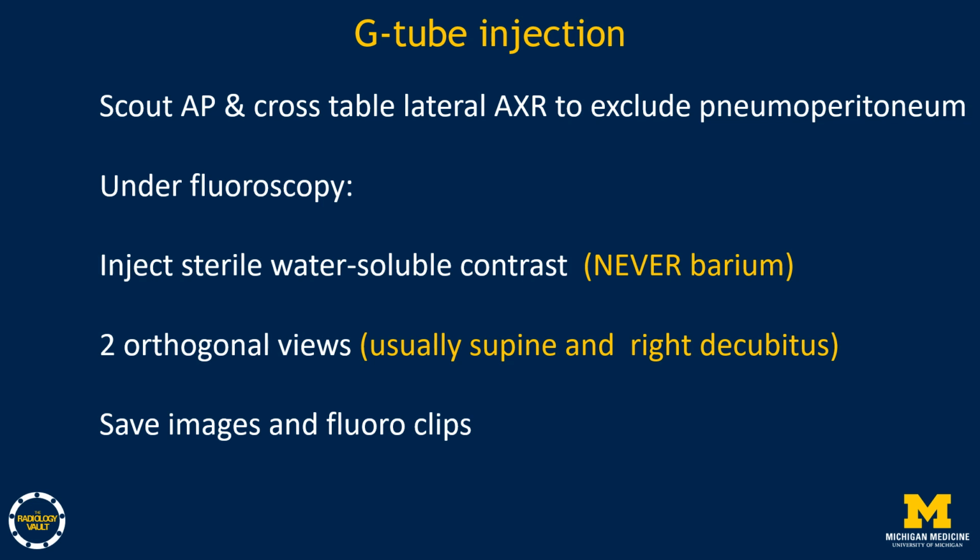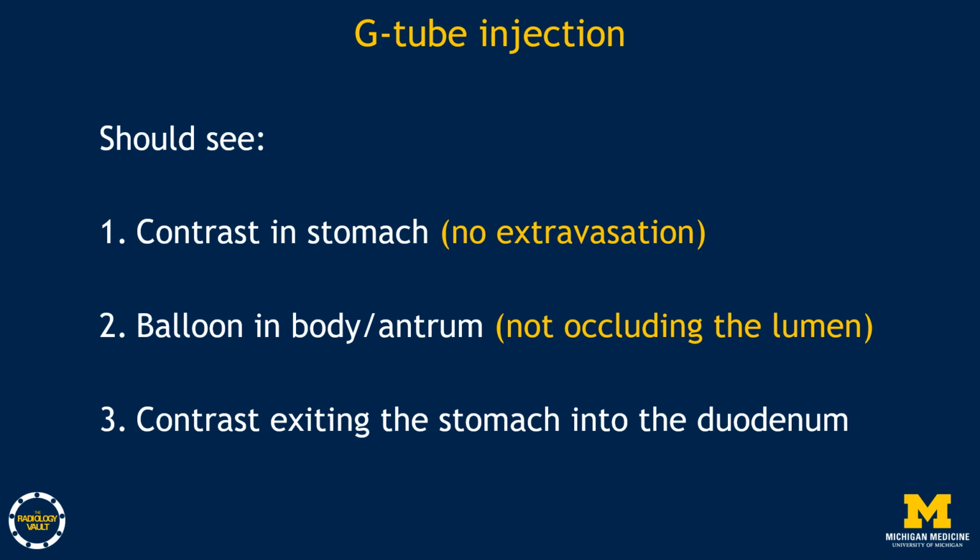Inject the tube in two orthogonal planes, usually supine and right decubitus. Save your images and fluoro clips. You should see contrast in the stomach with no extravasation, balloon in the body or antrum of the stomach not occluding the lumen, and contrast exiting the stomach into the duodenum.